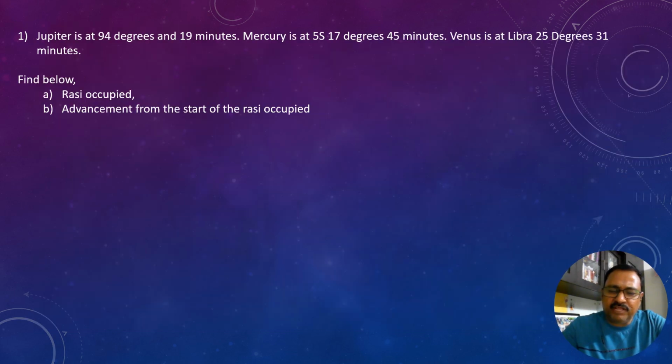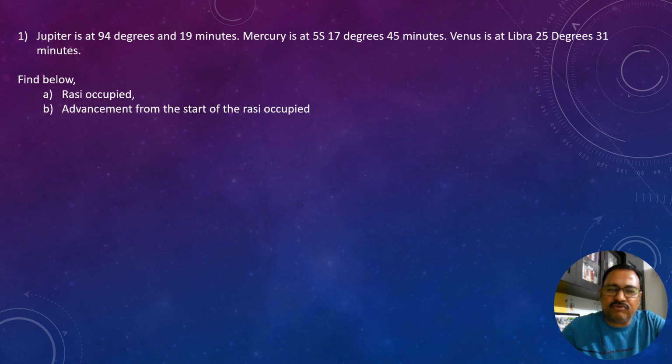So now we'll do a very quick exercise, right? You can take a pen and paper and try to solve this by yourself. Let us assume that in an astrological chart, Jupiter is at 94 degrees and 19 minutes. You need to calculate in which Rasi Jupiter is present for the native, right? And to answer this, I'll tell you the technique.